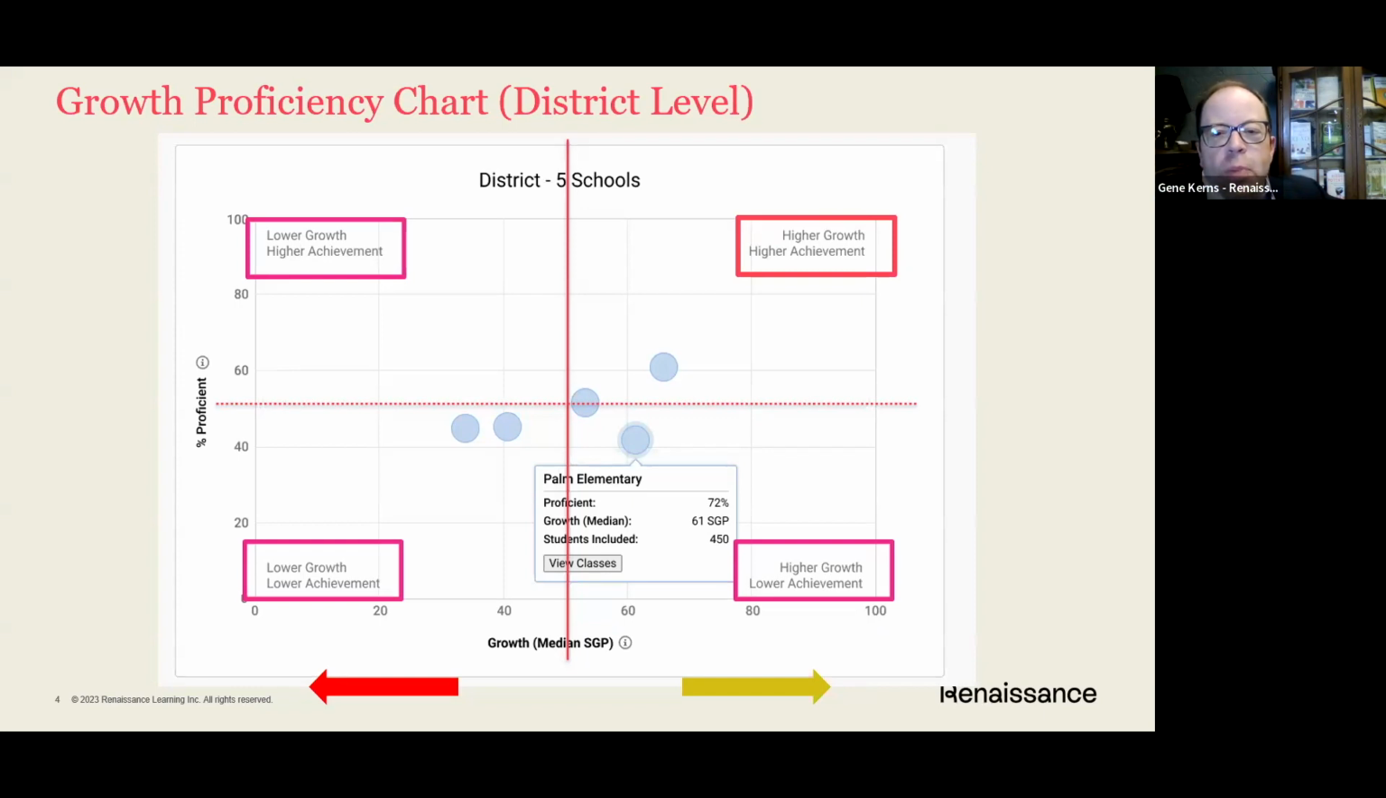So don't be overly concerned if your fall to winter is a point or two, a couple points higher than your whole year one. That happens a lot. But if you see that your whole year growth number is just as good, well, that's a nice reason to be celebrating too.